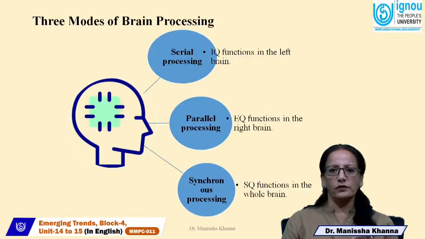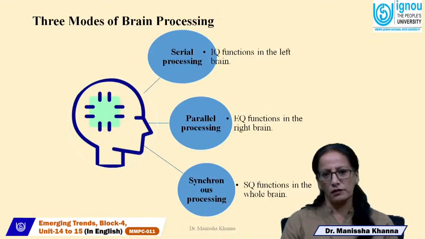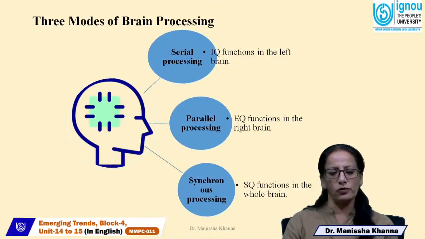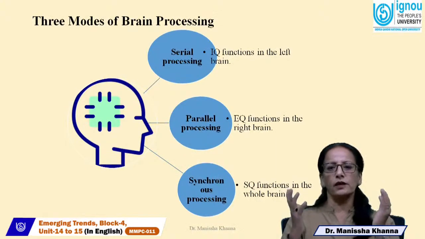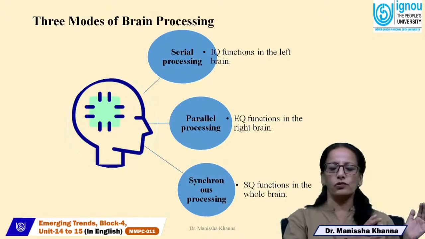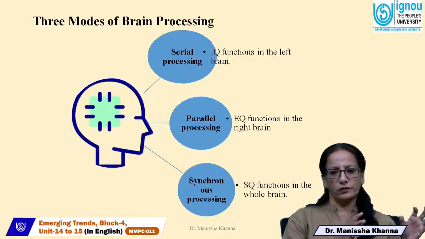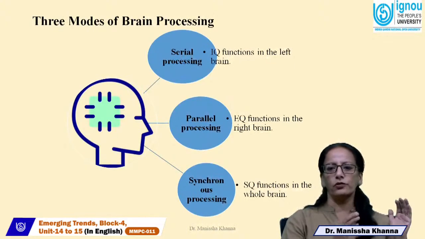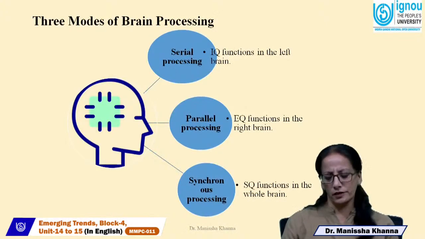So there are three modes of brain processing when we are talking about SQ. One is serial processing, that is a function in the left brain. Whereas parallel processing is the EQ function, that is in the right brain, and synchronized processing, that is the SQ, functions in the entire brain, which is a combination of IQ. When we talk about EQ, there also the SQ is required.